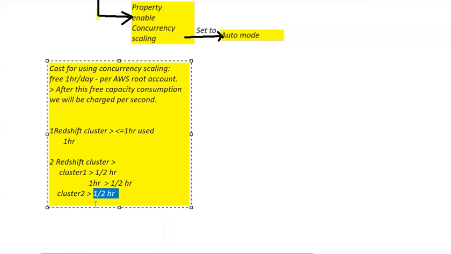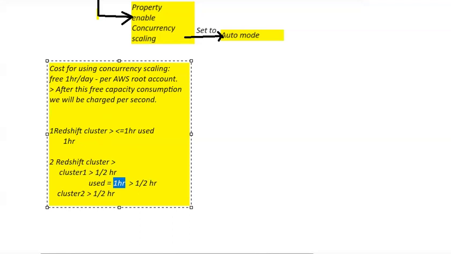Here, since I have two clusters, my capacity will be distributed among cluster 1 and cluster 2. Since the total is 1 hour, it will be distributed as half an hour for cluster 1 and half an hour for cluster 2. If I used 1 hour, then we only charge for half an hour, because the other half hour comes under the free capacity. In this way you will be charged for your usage of concurrency scaling.